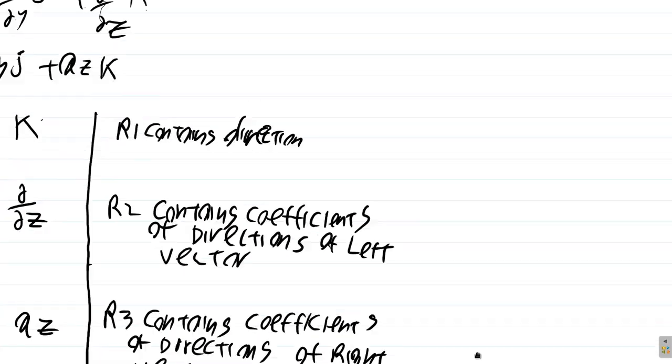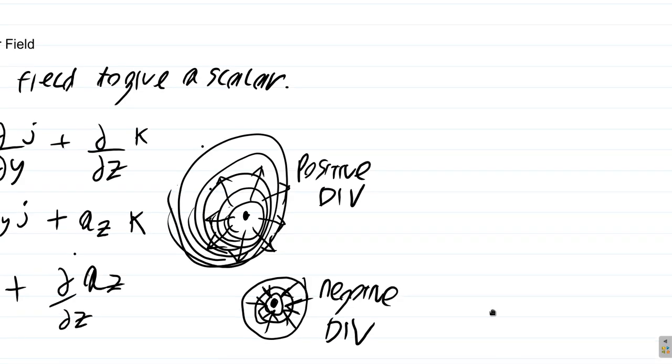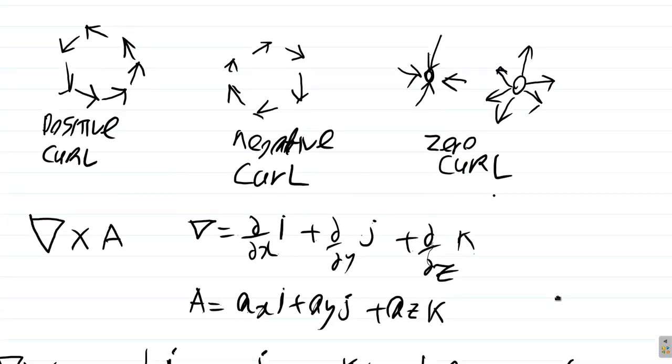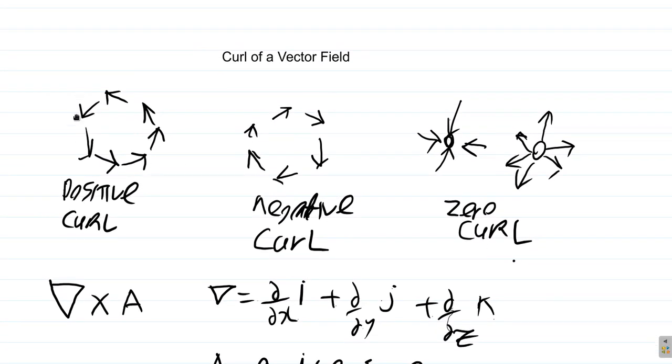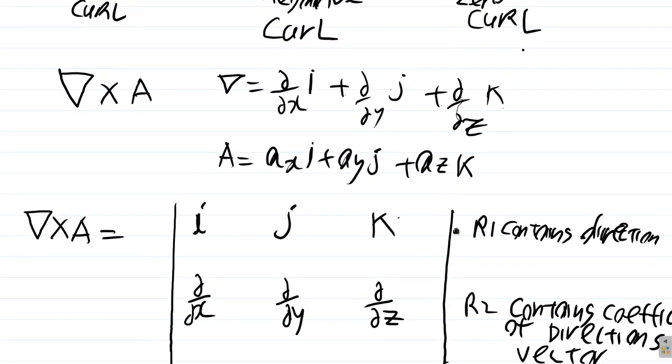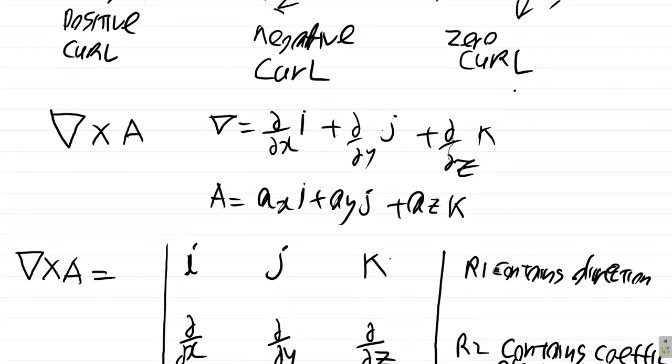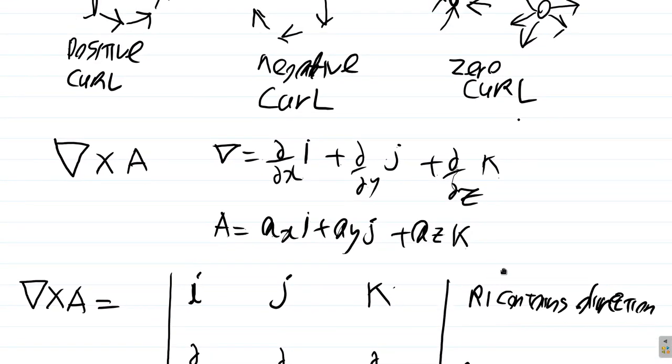So the curl now. We're saying that positive curl is in the anti-clockwise direction, negative curl is in the clockwise direction. If there's no rotation, there's no curl. And the curl is really del cross A, or nabla cross A. Because it's an upside down triangle, they call it either del or nabla. So the curl works on a vector to give you another vector.